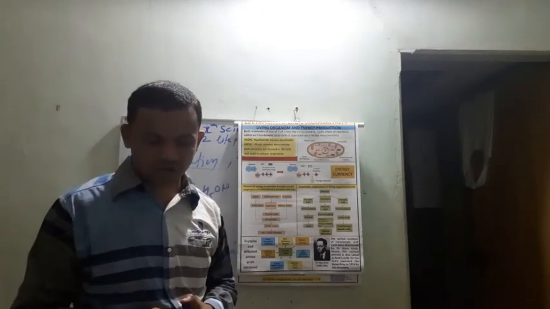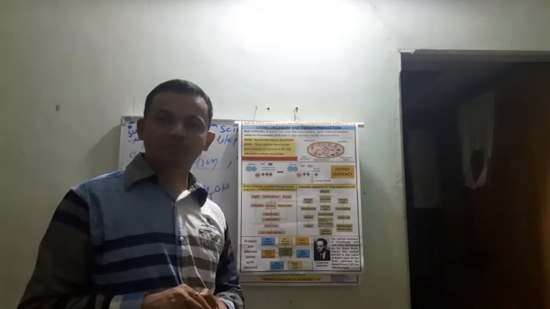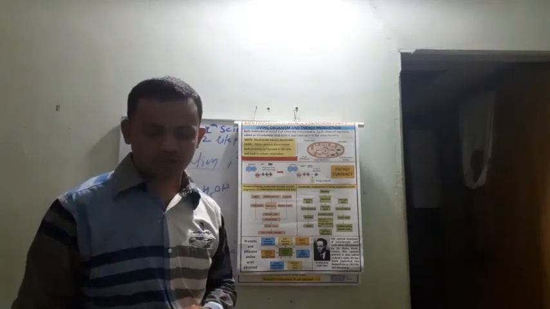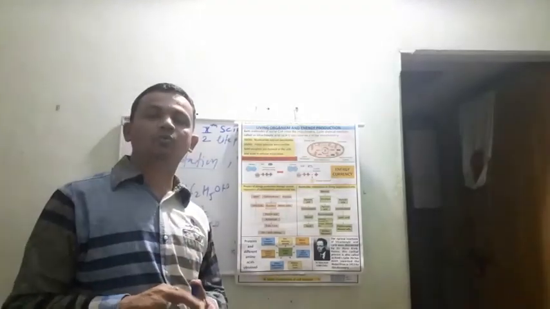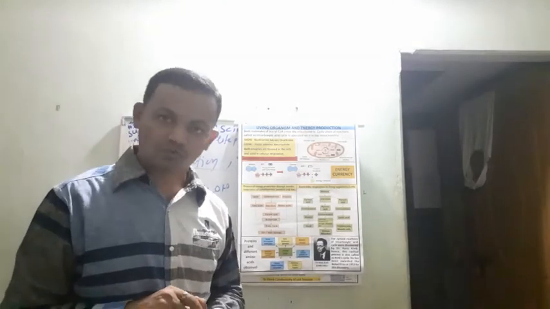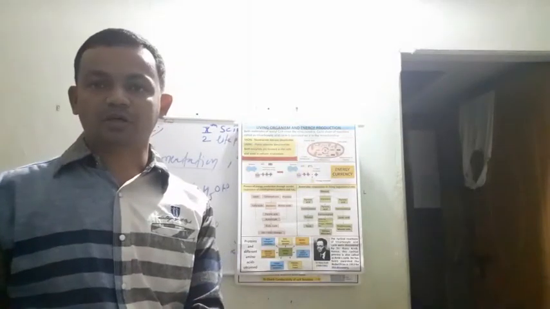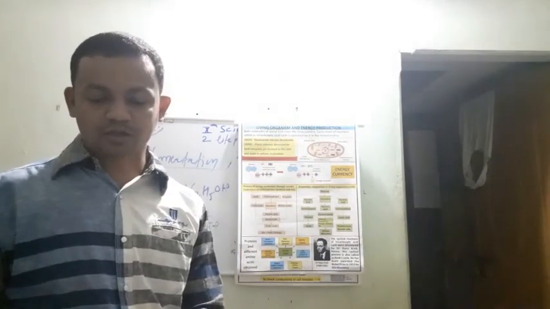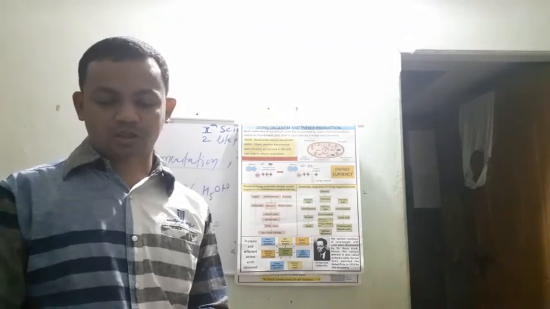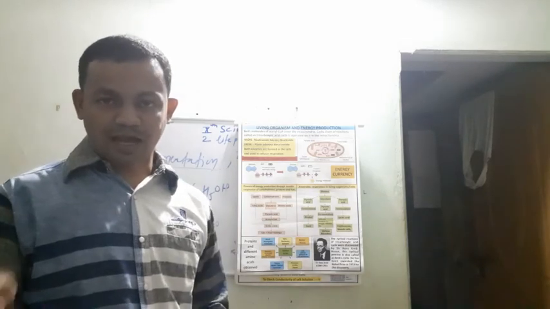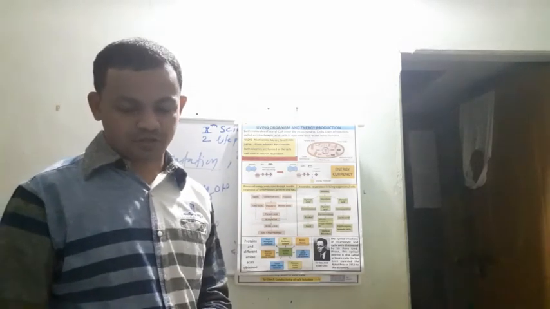when there is a deficiency of oxygen. At that time these living organisms perform anaerobic respiration, and in this anaerobic respiration only two ATP molecules are formed. So if we compare aerobic respiration and anaerobic respiration, in the exam we are asked this question: differentiate between aerobic respiration and anaerobic respiration.